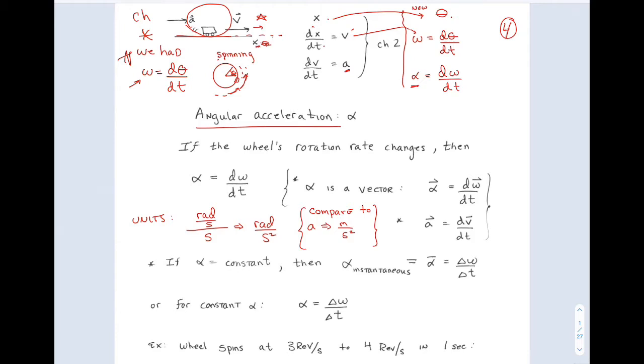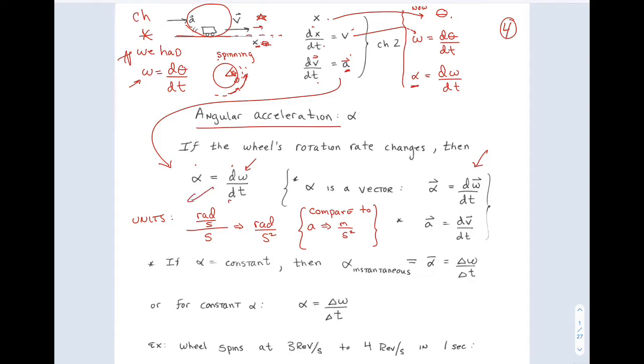The angular acceleration looks just like a. Instead of a being the time rate of change of velocity, now angular acceleration is the time rate of change of angular velocity. And we'll see in a little bit that we can treat the angular acceleration as a vector, because acceleration is a vector. But right now, let's just look at the magnitude of it.